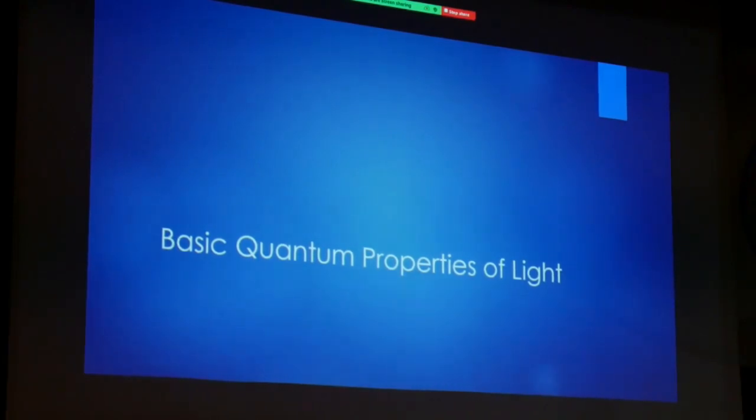Okay? So with that, the next topic that we'll talk about is this quantum stuff. All right? And we're just going to talk very briefly on basic quantum properties of light. I'm going to try to keep this very, very simple. Okay? And I want to keep it simple, not because it's not a fascinating subject, but because we want to keep it grounded in radio stuff.